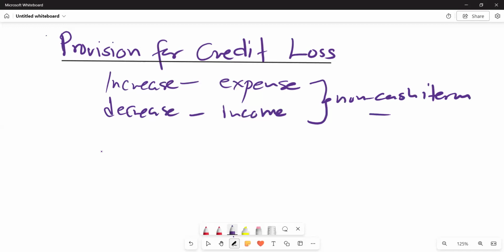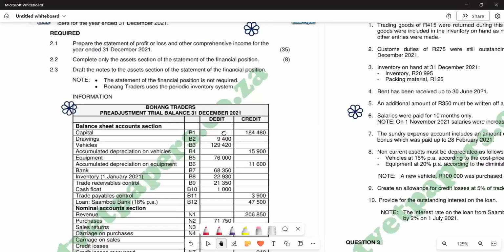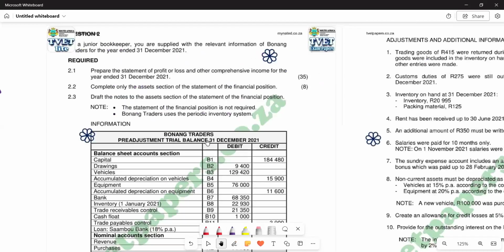So going to our question now, let's see what we have. We are given a question that reads: as a junior bookkeeper, you are supplied with the relevant information of Bonani Traders for the end of 31 December 2021. The question requires us to prepare the statement of profit or loss and other comprehensive income for the year ended 31 December 2021.